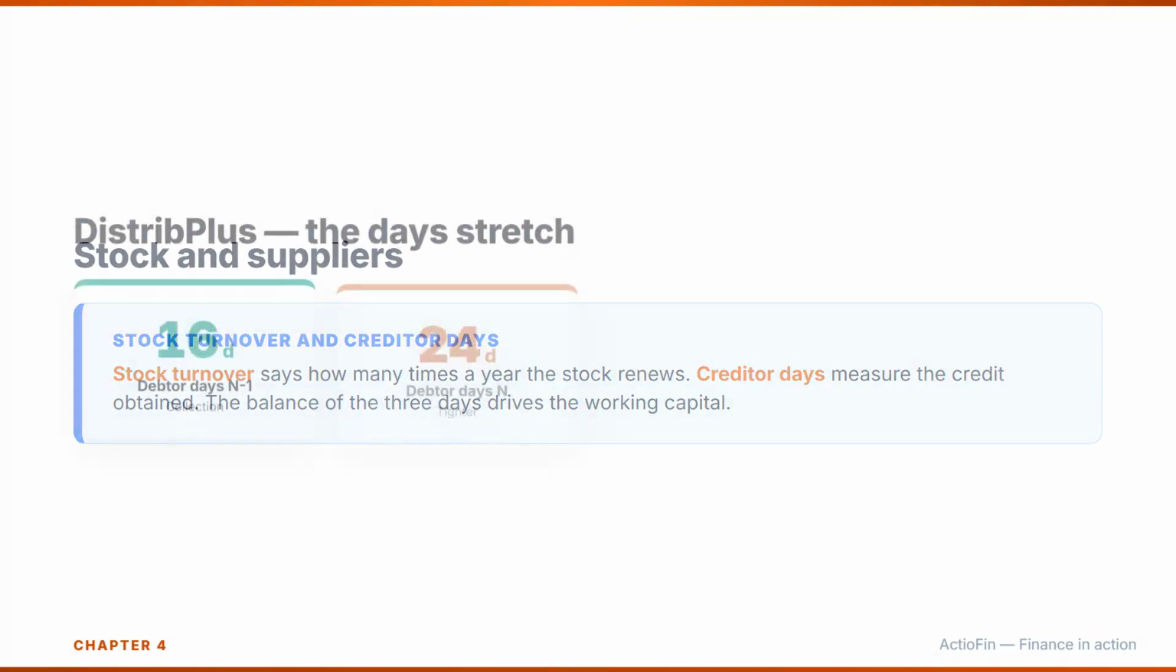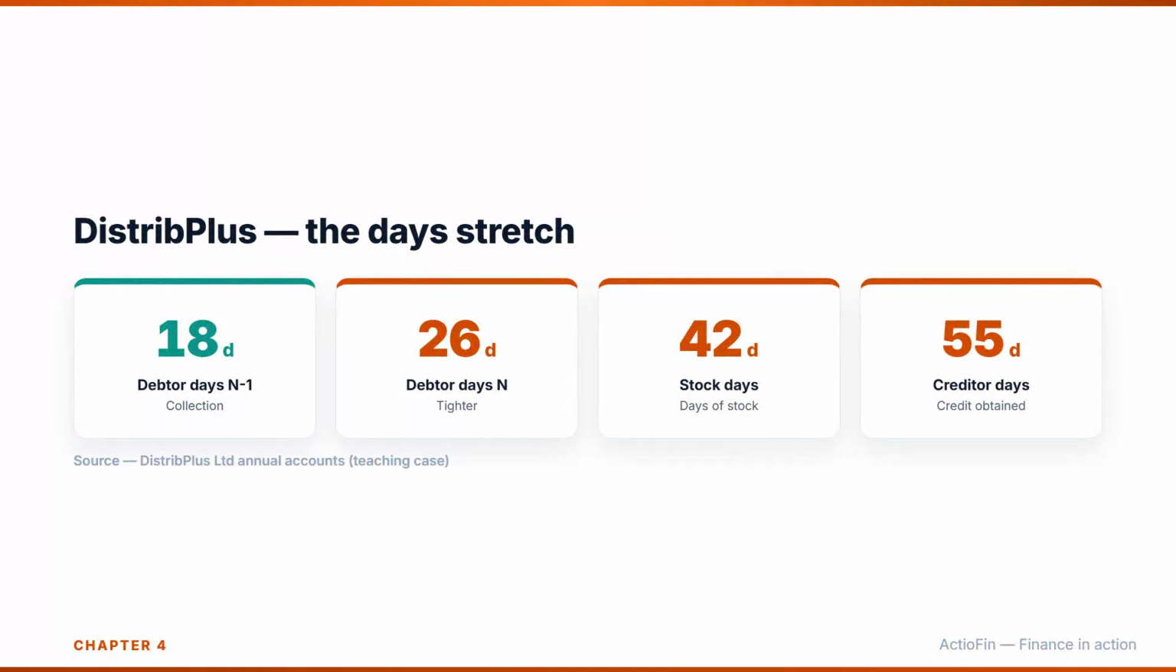Here are the days at DistribPlus. Debtor days rise from 18 to 26, cash comes in more slowly. Stock turns in 42 days. Suppliers grant 55 days. The mismatch explains the tight cash despite the profit.